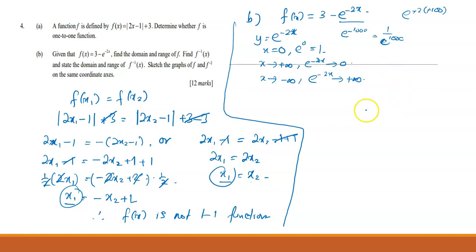Okay, so just imagine that when x equal to 0, y equal to 1. Okay, it is 1 here when x approaching to positive, then this one approaching to 0 and x approaching to negative infinity, then it's getting bigger. So it's something like this.